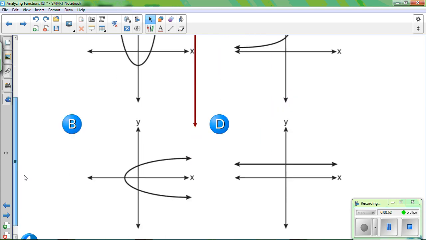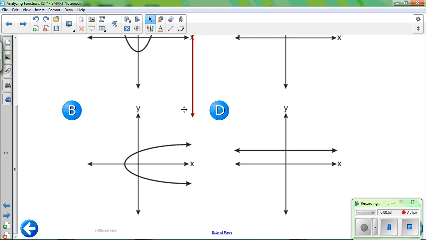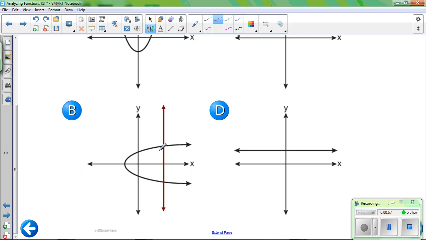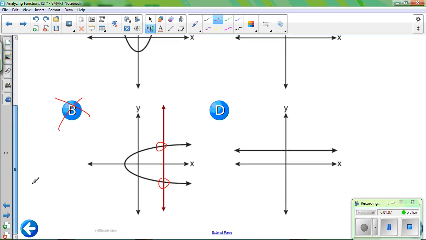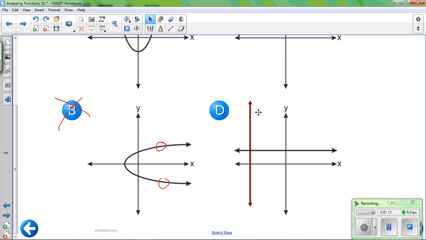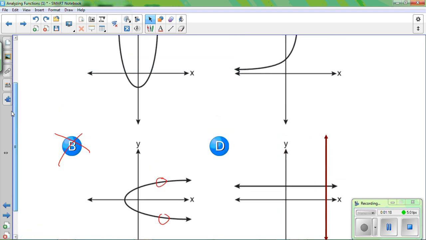Oh, that was C. Let's check out B. See here, this time it is hitting the graph in two spots, 1, 2, so it is not a function. To be a one-to-one function, you first have to be a function. So you have to pass the vertical line test to be a function and a one-to-one function. We see that D is only hitting the graph once no matter where we put this. So A, C, and D are functions.